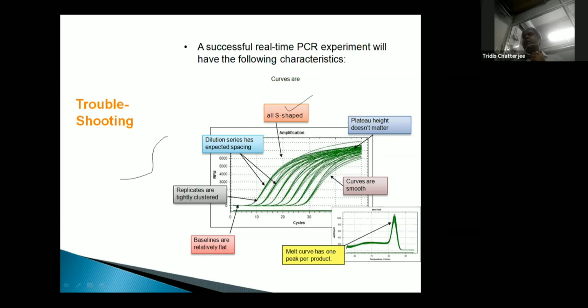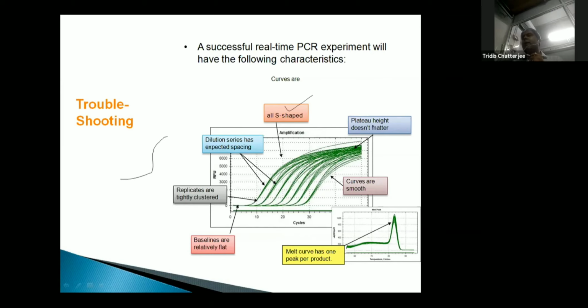Next, the dilution series has an expected spacing. If we make a 10-fold dilution, it should have exactly 3.3 CT difference. If not 3.3, at least 3.3 plus or minus 0.1, or 3.2 to 3.4, then you know very good dilutions are being maintained. The replicates should be tightly clustered, not going to different places. Another important point: the baseline should be relatively flat, not curvy. If I do a melt curve analysis, everything should come as a single peak. That means only a single product is targeted and amplified. And the curve should be smooth, not spiky.